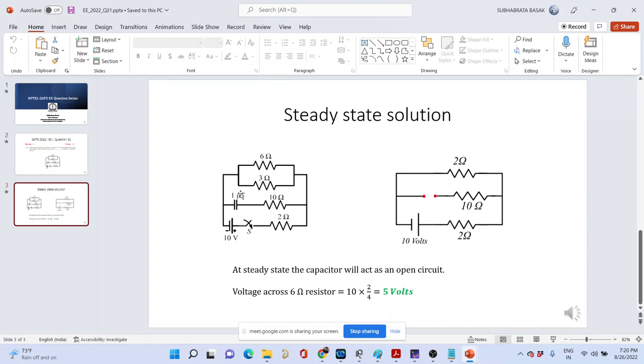I am asking, at steady state what will be the voltage across the capacitor? 5 volts, sir. Correct, 5 volts absolutely. 5 volt, because see, it's very simple. If at this point you are saying it is 5 volt potential, and no current flows through this, there is no voltage drop. If there is no voltage drop, then the voltage across this must be 5 volt. Correct. Yes, sir. Okay, these are very simple sums.